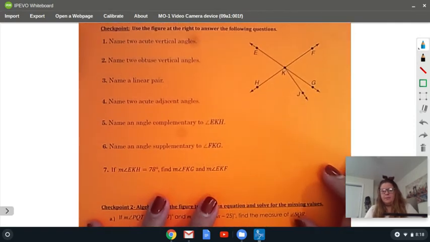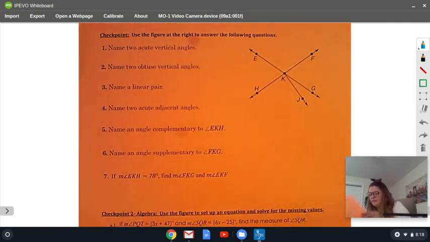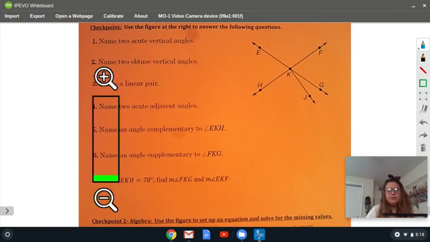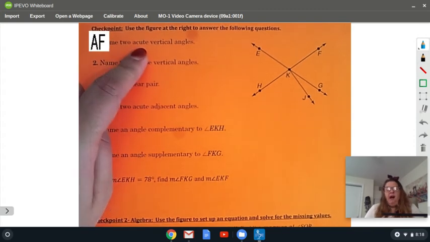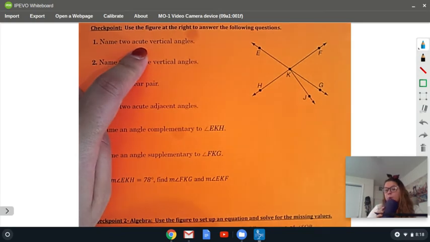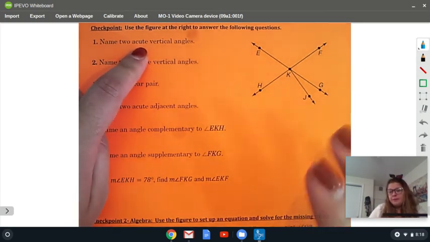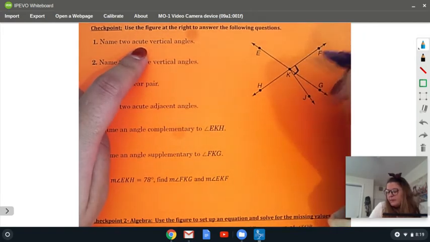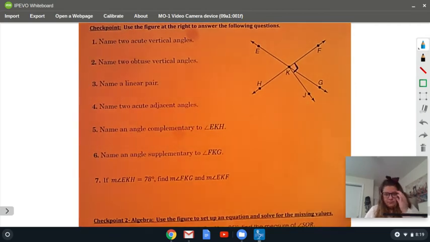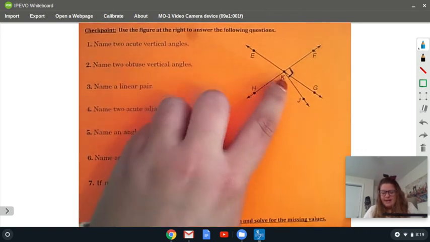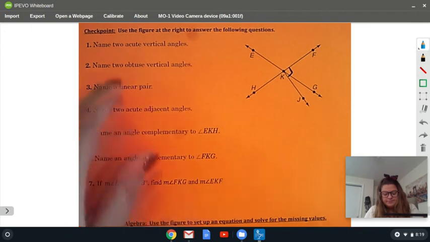Moving on to some examples of naming the pairs. I have to look at this picture and name two acute vertical angles. We talked about the word acute last class. That means the angle is less than 90 degrees. One thing I need to add to this picture before we start is that this is a 90-degree angle. It should be printed in the picture, but it's not, because you really can't assume things like that. But in order to answer one of the questions, that has to be a right angle. So I'm going to label that for you.